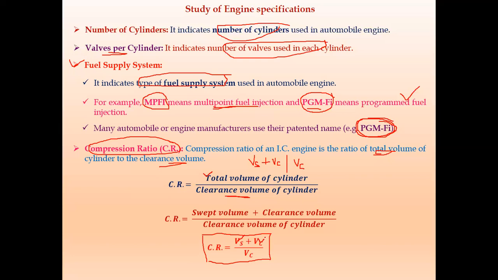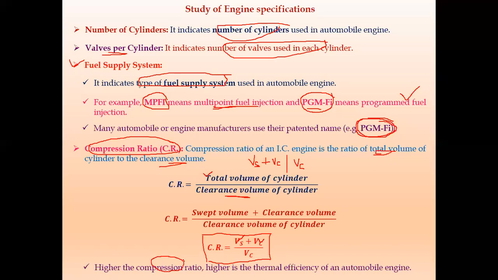Now, if we have a higher compression ratio, then we have a higher thermal efficiency of the engine. So the higher you make the compression ratio, the more the efficiency of the automobile engine increases. Okay, so it is directly proportional to the thermal efficiency.